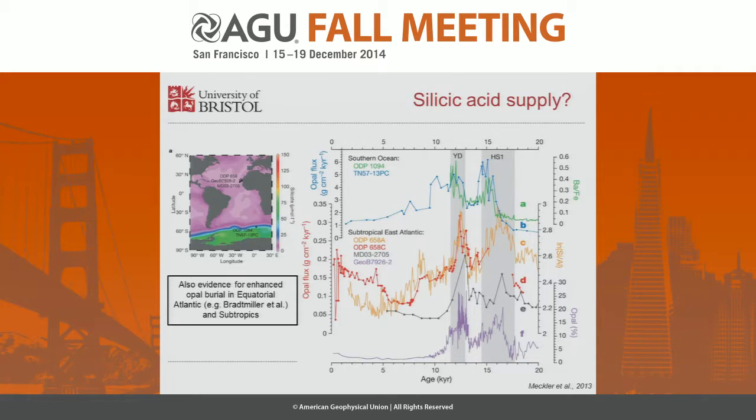And these oranges and reds and purple records here are from cores up off the northwest coast of Africa. And what we can see is that in both of these locations, you're getting spikes of opal flux during the Heinrich Stadial One and the Younger Dryas. So the question is, what drove this increase in diatom productivity at the time?